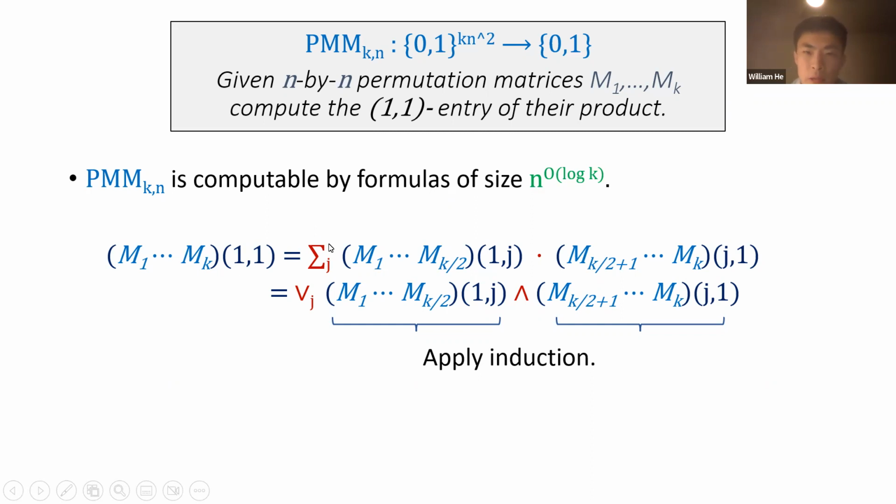So we end up with this arithmetic expression for the 1-1 entry. We then observe that we're working with permutation matrices, and so we can convert our arithmetic expression into a logical expression by replacing the sum with the OR and the product with an AND. At this point, we can apply induction to these subproblems, which have small formulas computing them. And quantitatively, this will result in formulas of size n^O(log k).